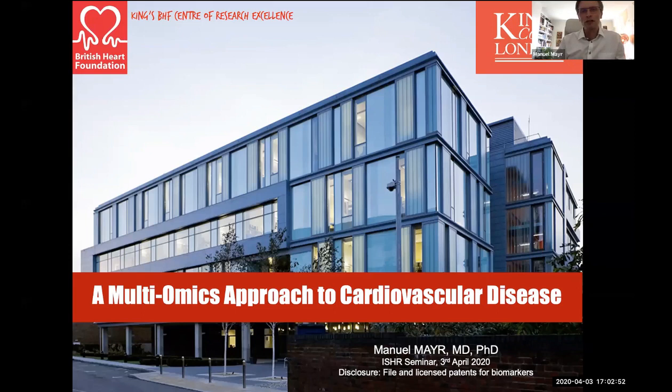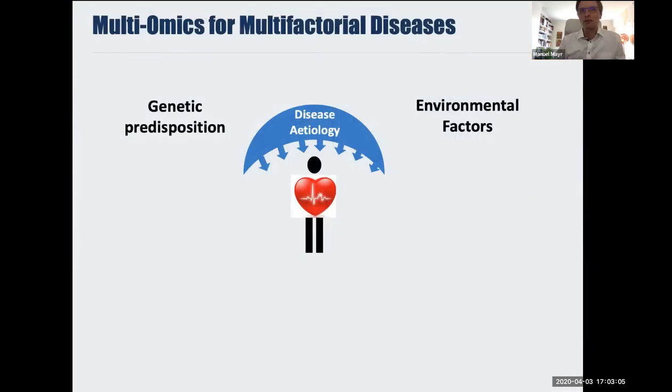So what I would like to do in this half an hour is give you some insight into how we use multi-omics technologies to study cardiovascular disease. And as you all know, cardiovascular disease is a prime example of a multifactorial disease. So it's not just about genetic predisposition. The disease etiology is, of course, equally determined by environmental and lifestyle factors.